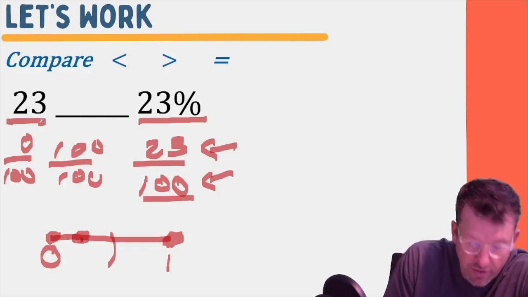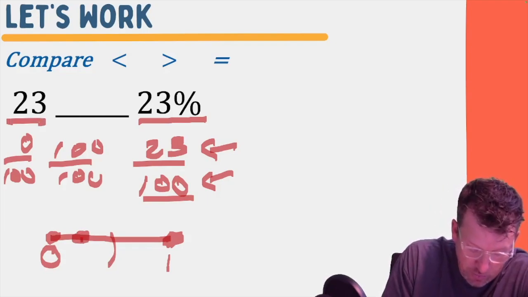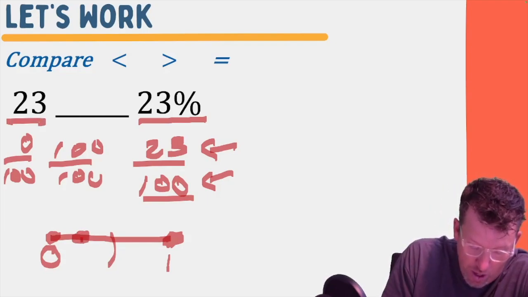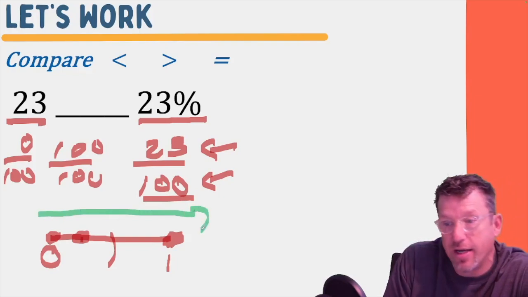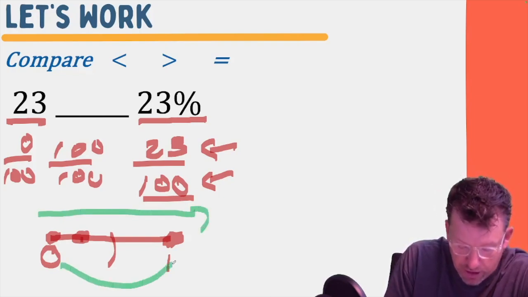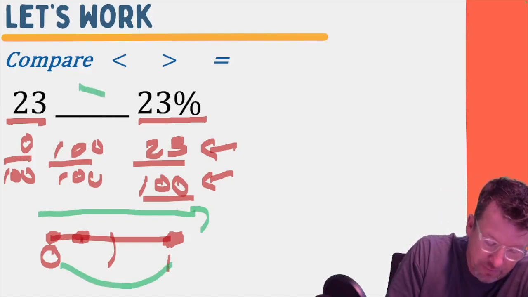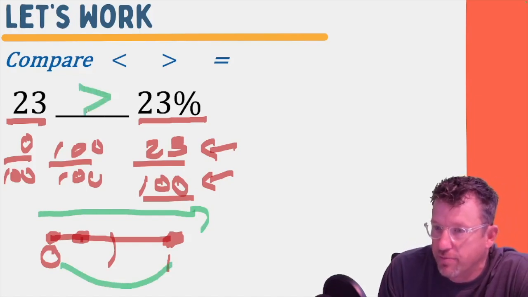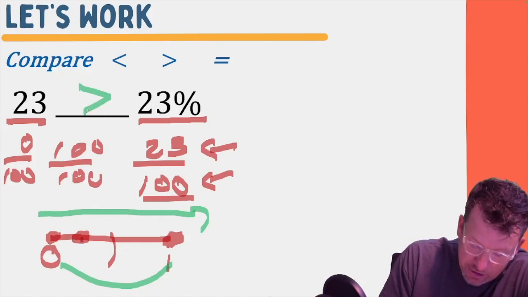Where would 23 be? Yeah, you guessed it. 23 is going to be way down this line, all the way when I get to number 23. So what's bigger, 23 or something between 0 and 1? Yeah, there you go. Play with the numbers, manipulate them into a way that they make sense to you.